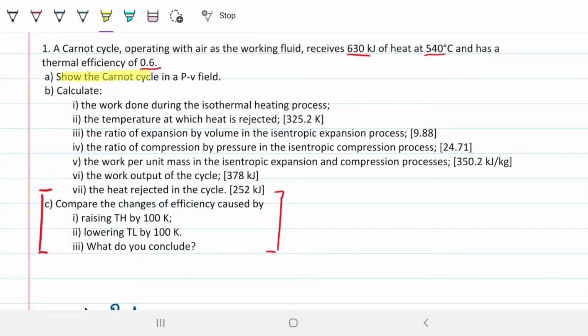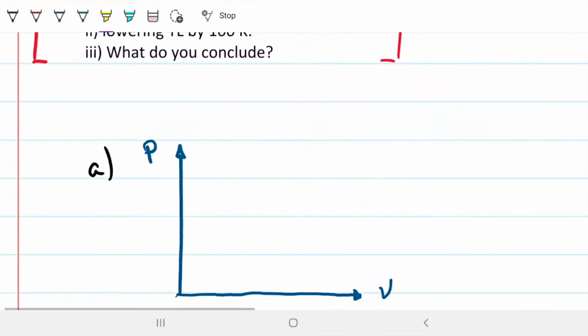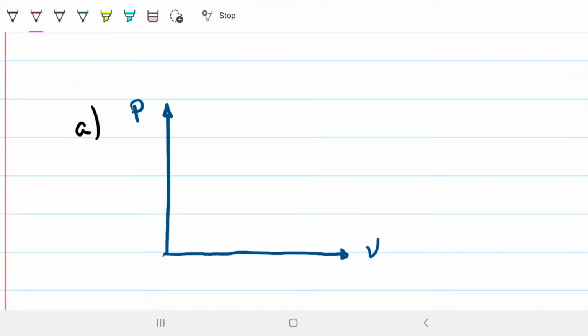Okay, so let's start by showing this on the PV field. We actually had the drawing up there, but let's do it from scratch. We're going to start by doing the 2 isotherms. We know that the Carnot cycle has 2 isotherms, 1 expansion and 1 compression, and 2 isentropic transformations, right? Adiabatic and isentropic, 1 compression and 1 expansion. So I'm going to start by drawing the isotherms.